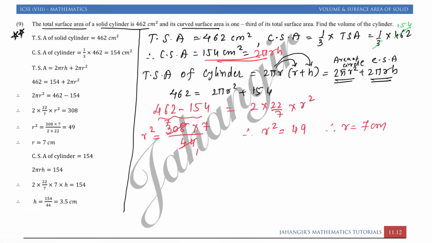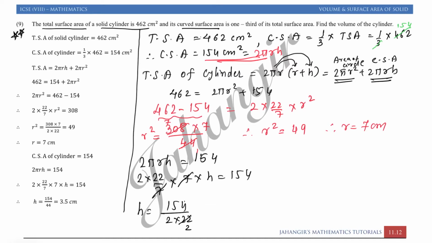We got r. Now we will substitute that r in CSA. So it will become 2 pi r h is equal to 154. We can write 2 into 22 by 7 into 7 into h is equal to 154. 7 will get cancelled. So therefore h is equal to 154 upon 2 into 22. You can get 7 by 2, that is 3.5 centimeter.